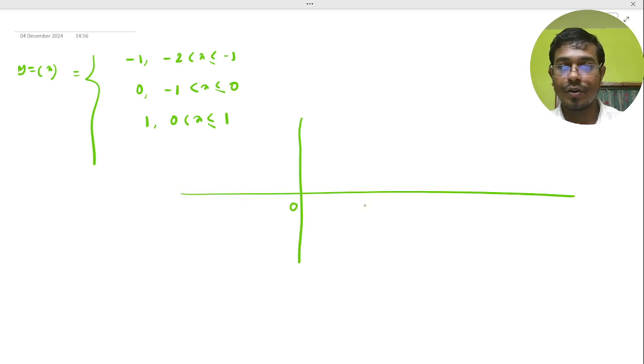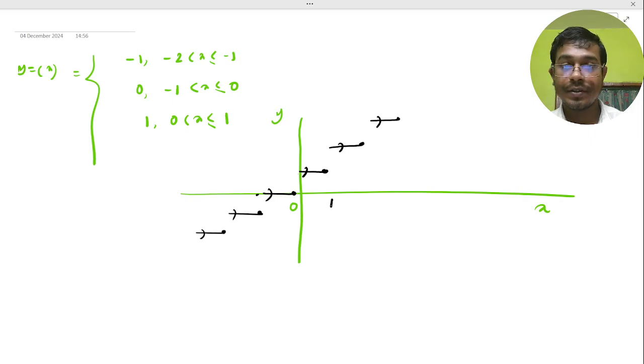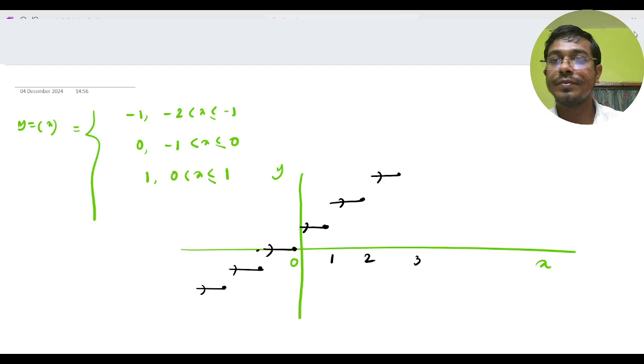Basically this is the origin, x and the y, and the plot would become in the form of this one, symmetric about this, basically this one and this one, and the points 1, 2, 3, and here -1, -2, -3, and this is for the least integer function.